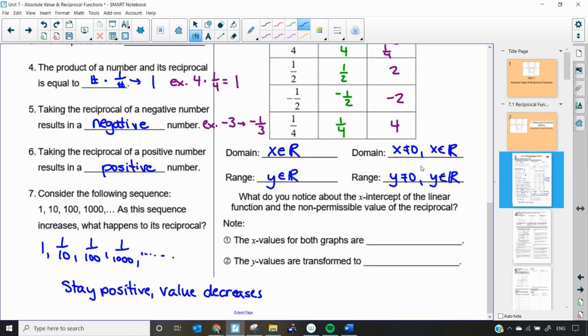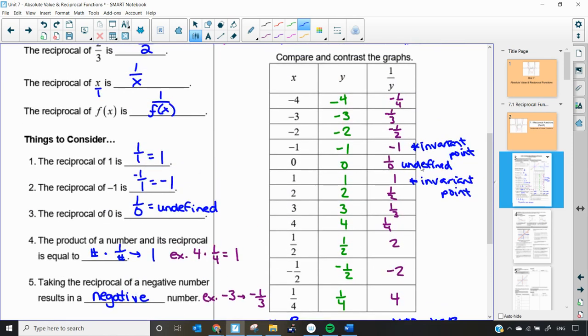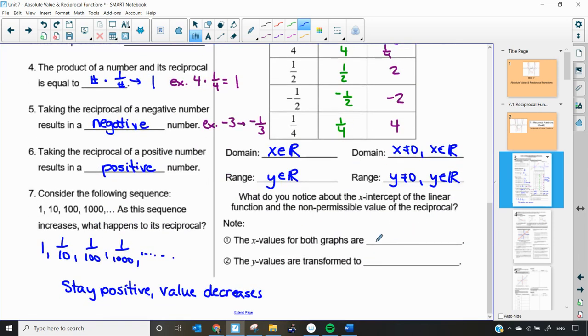Now, as well, we want to take a look at the x values for both the graphs and the y values. Well, if we look at our table of values, notice that our x values stay the same for both graphs, but our y values become reciprocated. So in other words, we're taking the reciprocal of the y value. So all of our x values are the same, and all of our y values become 1 over y.